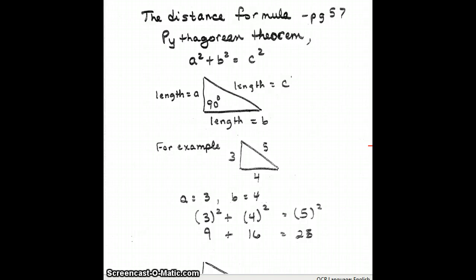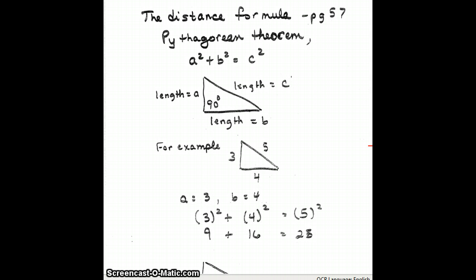In section 1.1, we're going to be talking about the distance formula. It's actually on page 64 of your textbook, not 57 as stated. If you remember from the past, you may have had the Pythagorean theorem, and it was stated as the square of the legs of a right triangle is equal to the square of the hypotenuse.